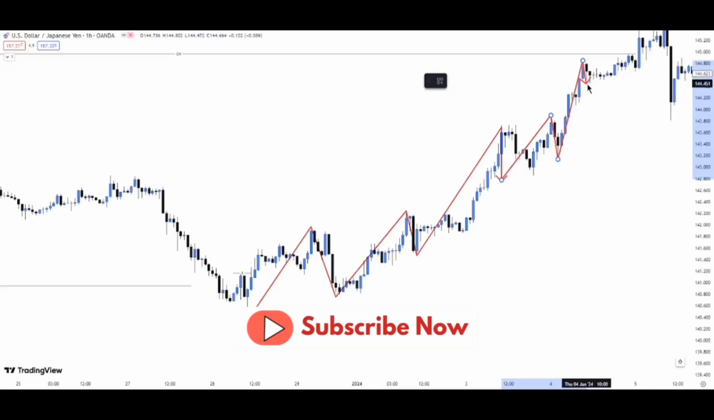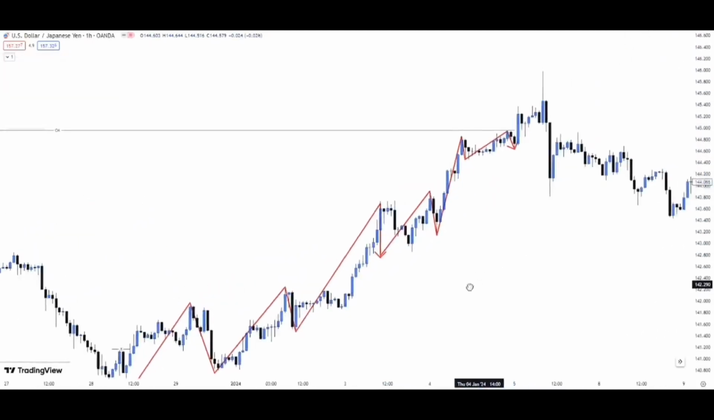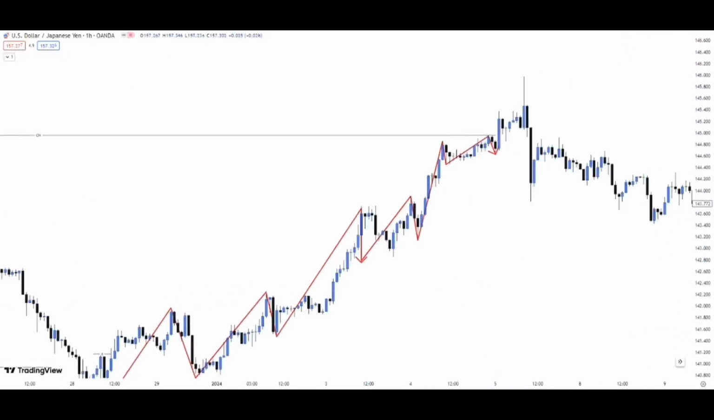Can you see that? After then, look at the way I'm marking my own, please. After then, price printed this high. Why? This high is higher than this previous high. It printed this high and then pulled back. Can you see? It pulled back there. Now, let's continue. After then, what happened? Now, price went up. This is not a pullback, guys. Because some of you will mark now that this is a pullback. It's not a pullback. This is one straight leg to this high.